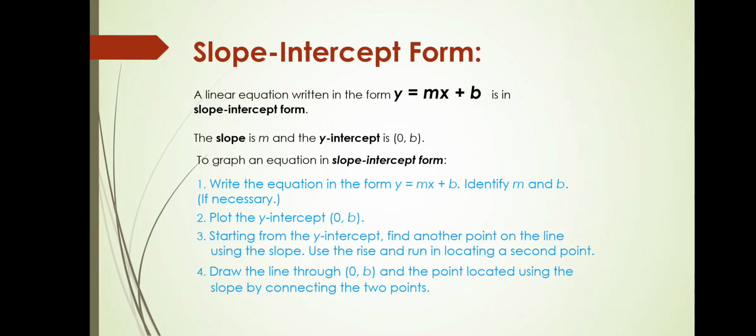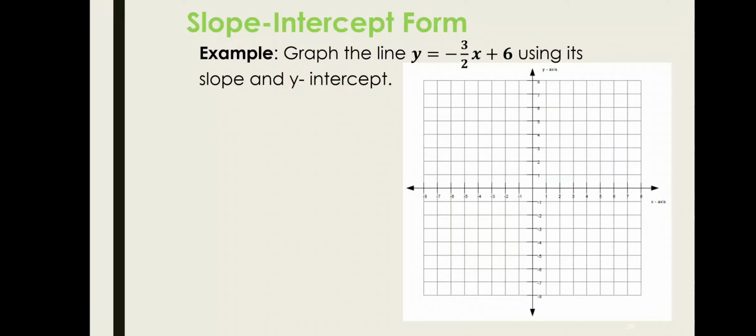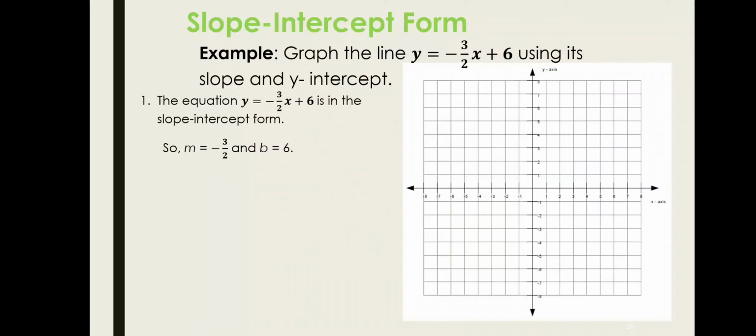Example number 1. Graph the line y equals negative 3 over 2x plus 6 using its slope and y-intercept. Again, graph the line with equation y equals negative 3 over 2x plus 6 using its slope and y-intercept. The equation is in the form y equals mx plus b, or the slope-intercept form. So, we have to identify first the m and b. So, m is equal to negative 3 over 2 and b is equal to 6.